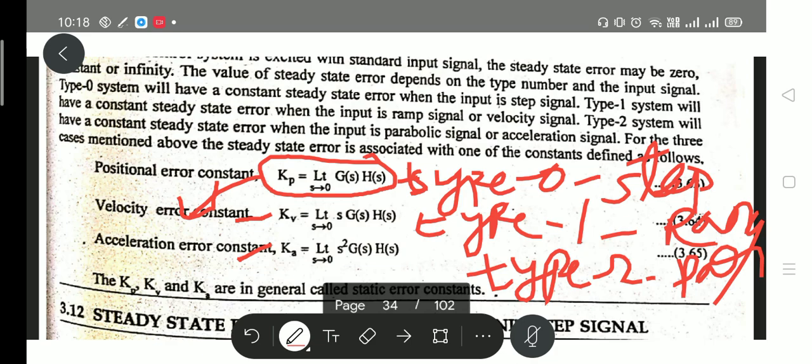First of all, the positional error constant formula is Kp is equal to limit s tends to 0 of G of s into H of s. Okay. Velocity error constant Kv is equal to limit s tends to 0 of s into G of s into H of s. Next, acceleration error constant Ka is equal to limit s tends to 0 of s square into G of s into H of s. These formulas are very important.